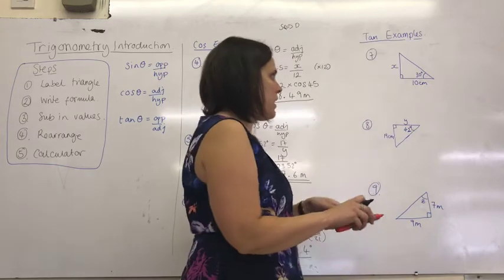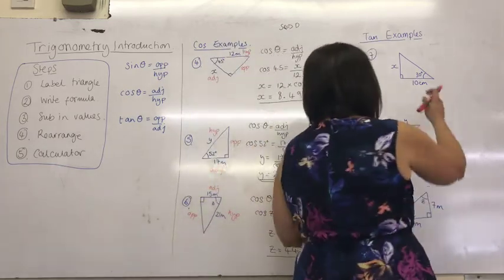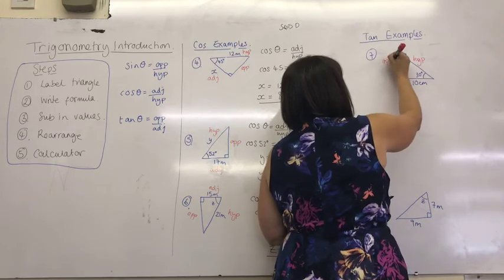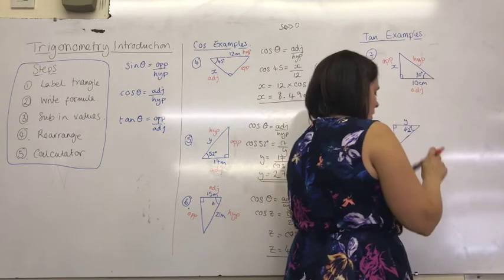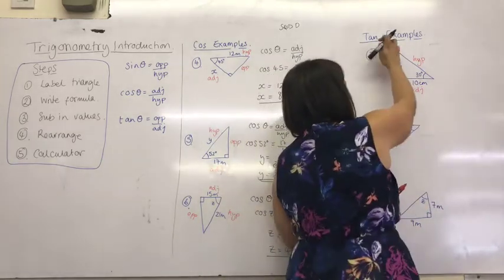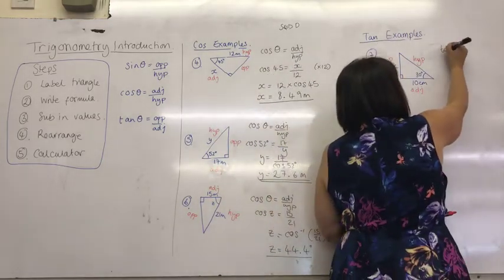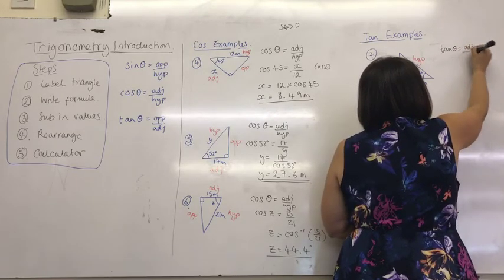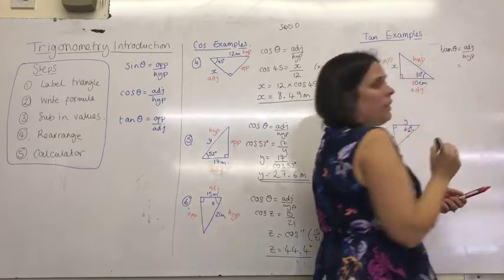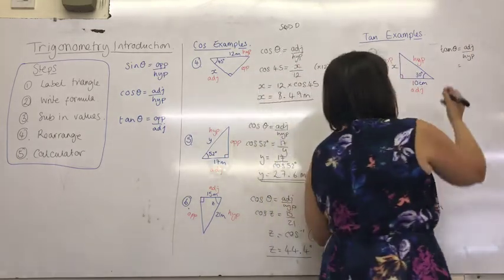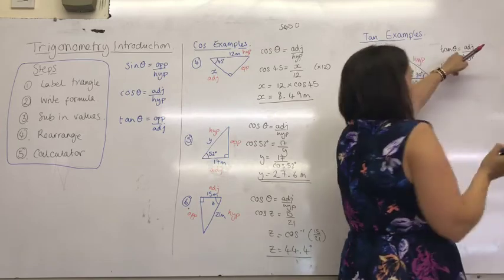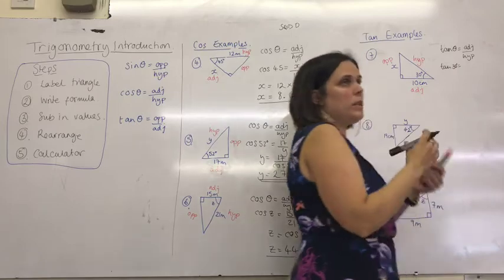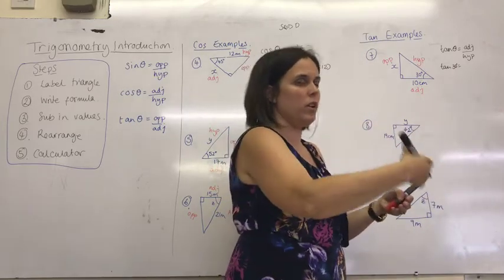Same 5 steps. So, step 1, always we're going to label. So, hypotenuse, opposite, adjacent. Okay? Write out your formula. It's tan this time. So, it's tan is equal to adjacent over hypotenuse, and fill in the information that we've been given. So, tan theta is the angle, and that's 30. Right, sine, cos, or tan must always be followed by the angle, okay?